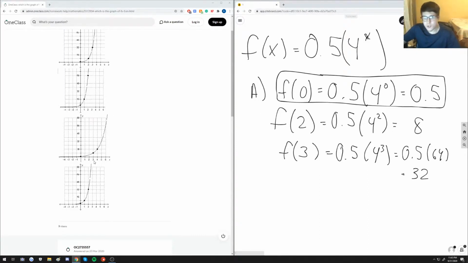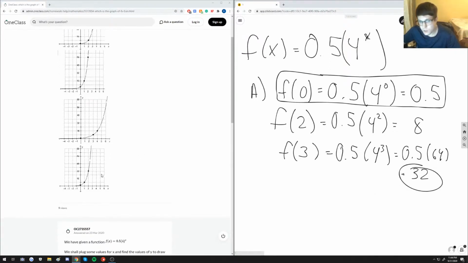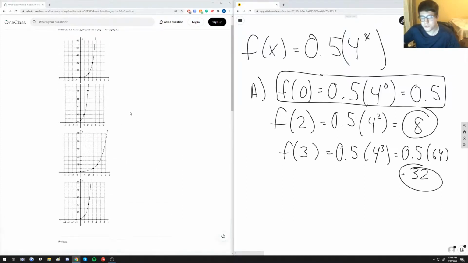And then looking at answer choice C, we evaluated f at the x value 3 over here, and it's not 8 as it says in answer choice C. It's actually 32. So we can rule out answer choice C as well. Then we can look at answer choice D, and once again, we can see that f of 2 in answer choice D is said to be 32, but it is 8 in our case. So for that reason, we can rule out answer choice D. So answer choice A is the correct answer choice for this problem.